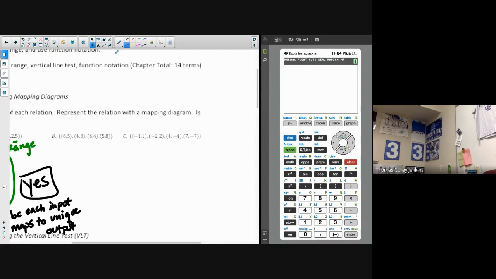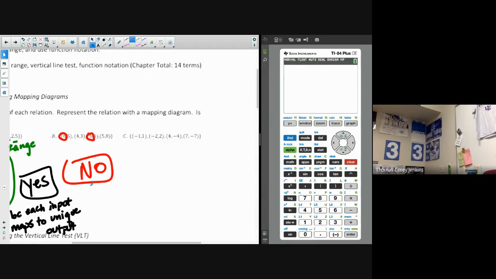All right, so looking at the relation in problem B here, it says 6 maps to 5, 4 maps to 3, 6 maps to 4, and 5 maps to 8. I can quickly tell you without a mapping diagram that this is not a function, or no, and here's why. Because it says 6 maps to 5 and also 6 maps to 4. Really, if you see a repeated input, that's going to be a no.